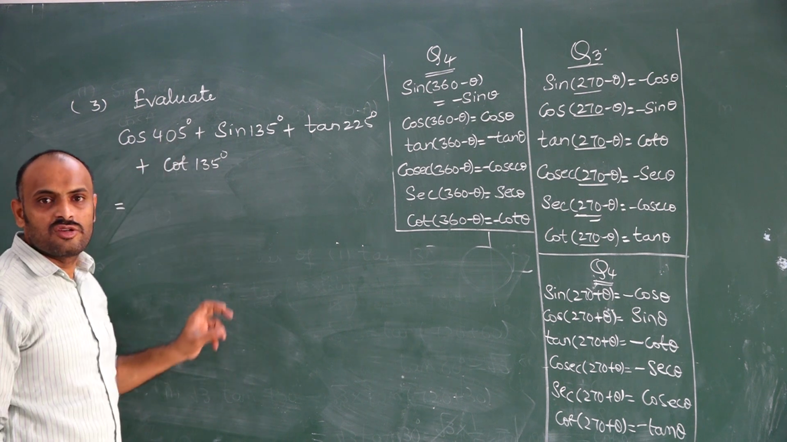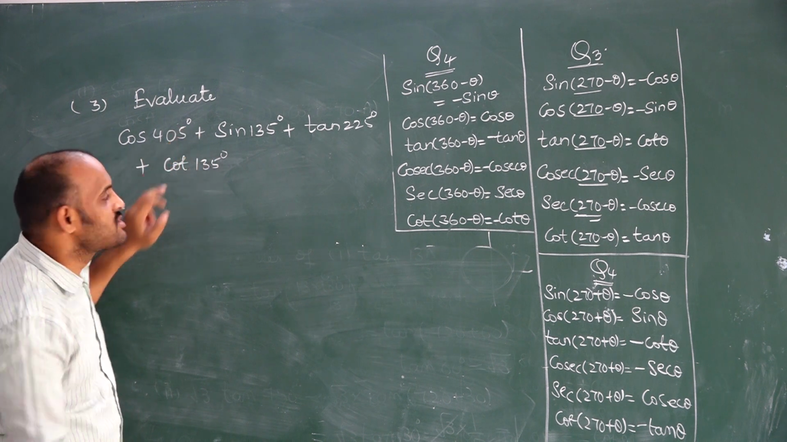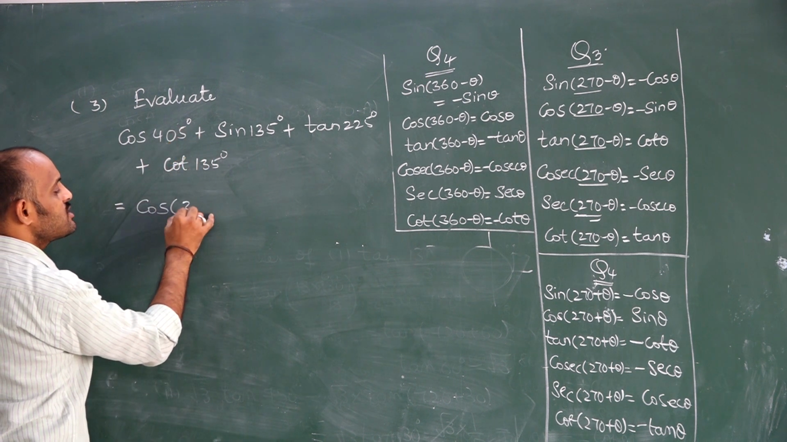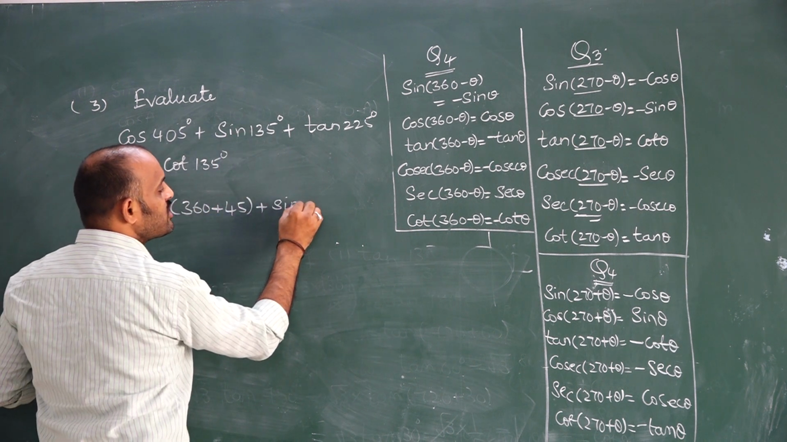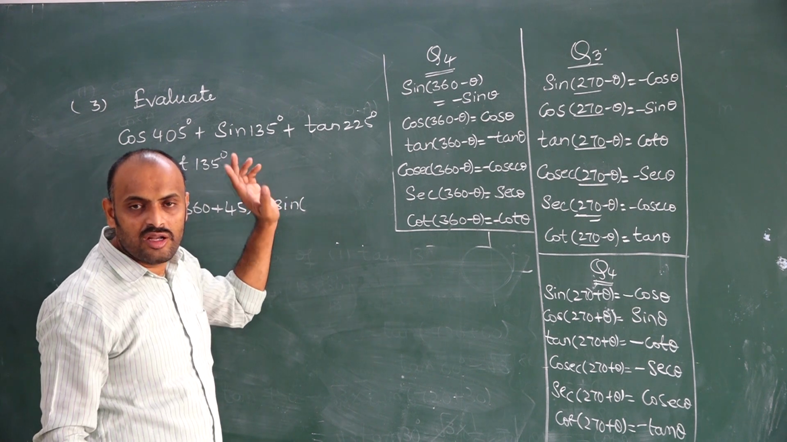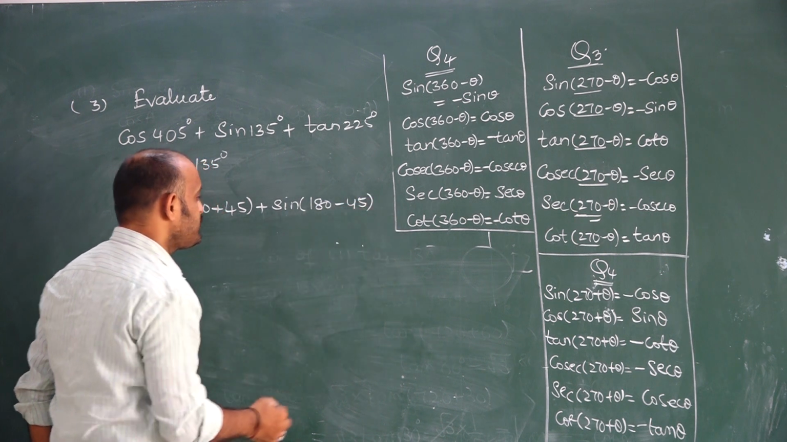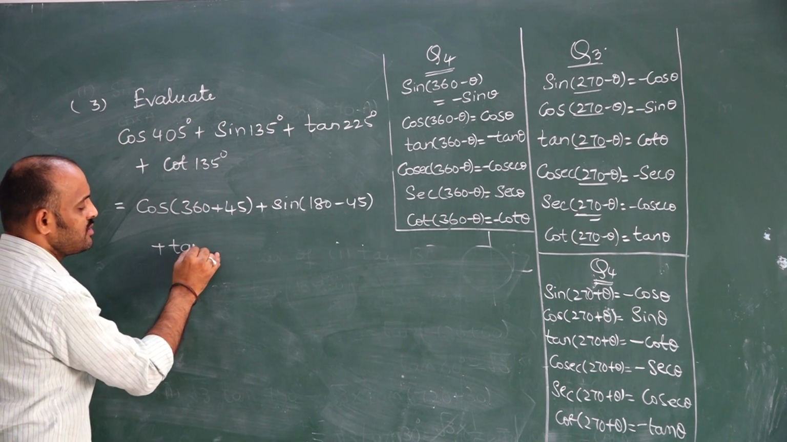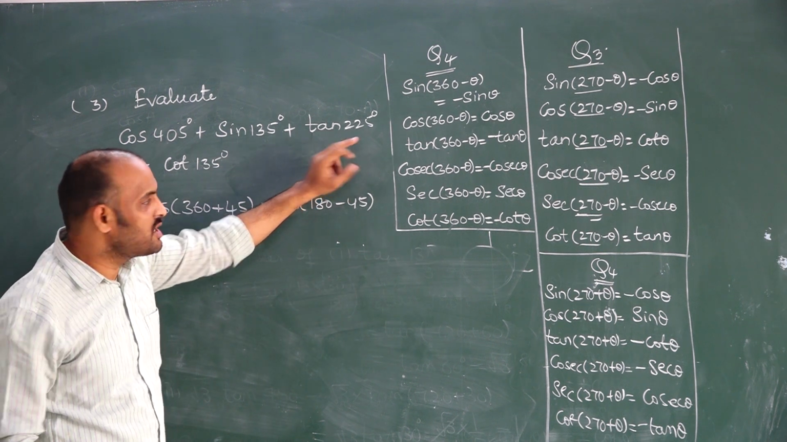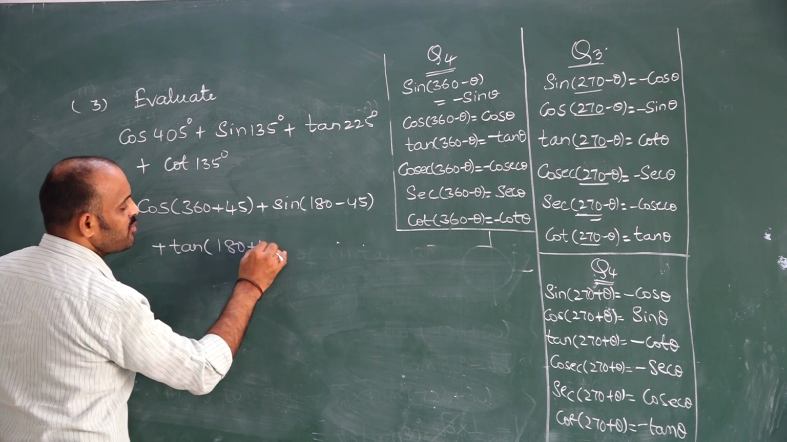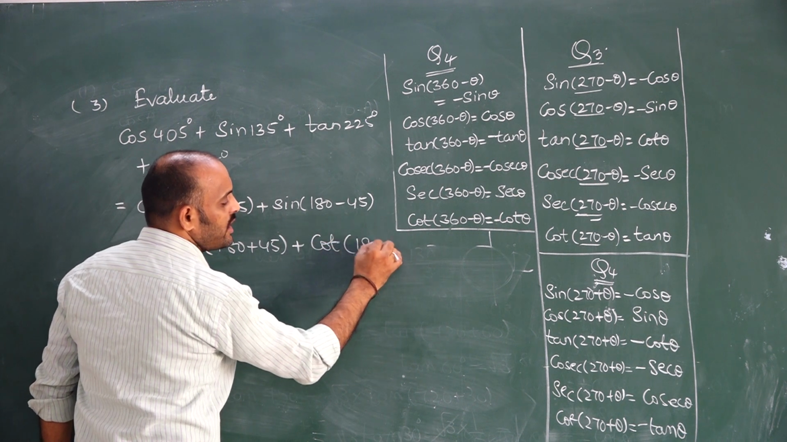For 405 degrees, what is the nearest quadrant angle? 360 is nearest to this. So cos of 360 plus 45. For 135 degrees, the nearest quadrant angle can be either 90 or 180. I will write this as 180 minus 45. Plus tan 225 degrees, which is nearest to 180 degrees or 270 degrees. I will write this as 180 plus 45. Cot 135 is 180 minus 45.